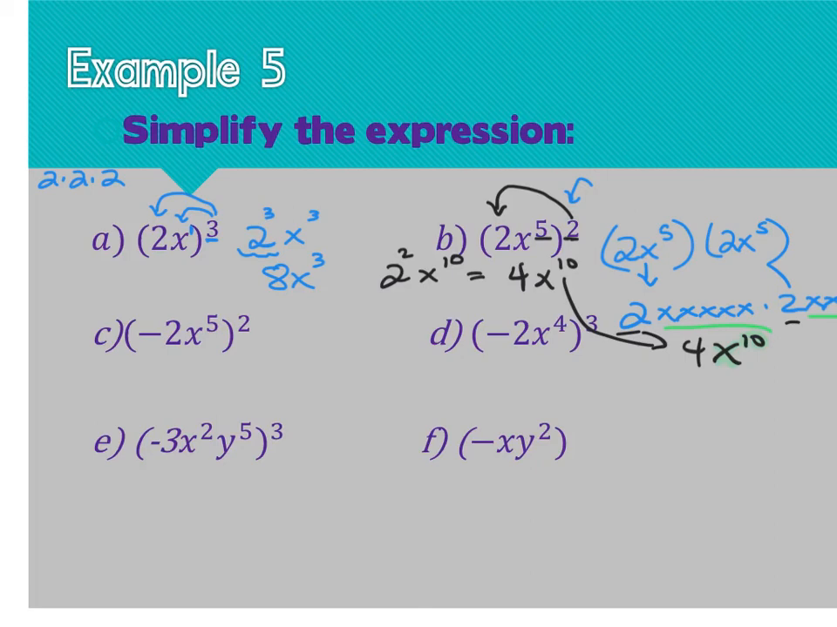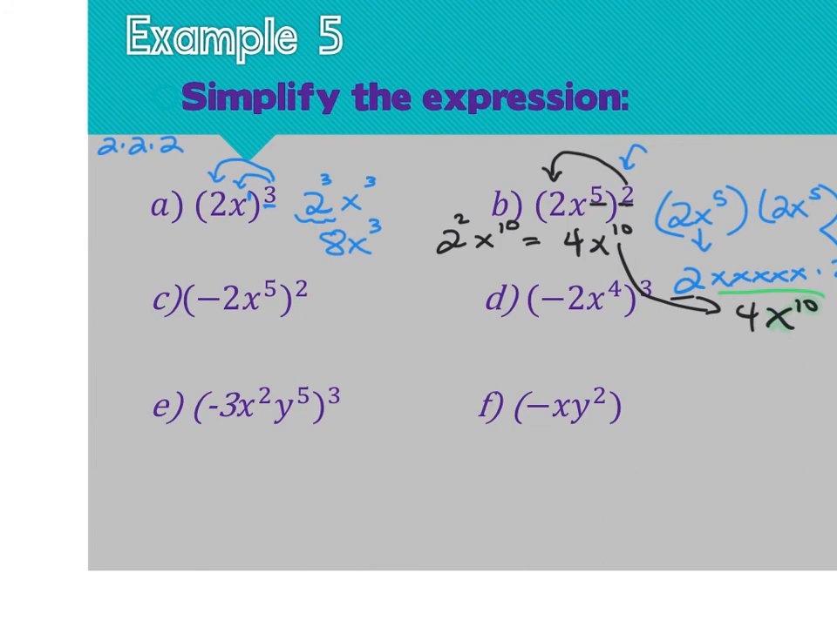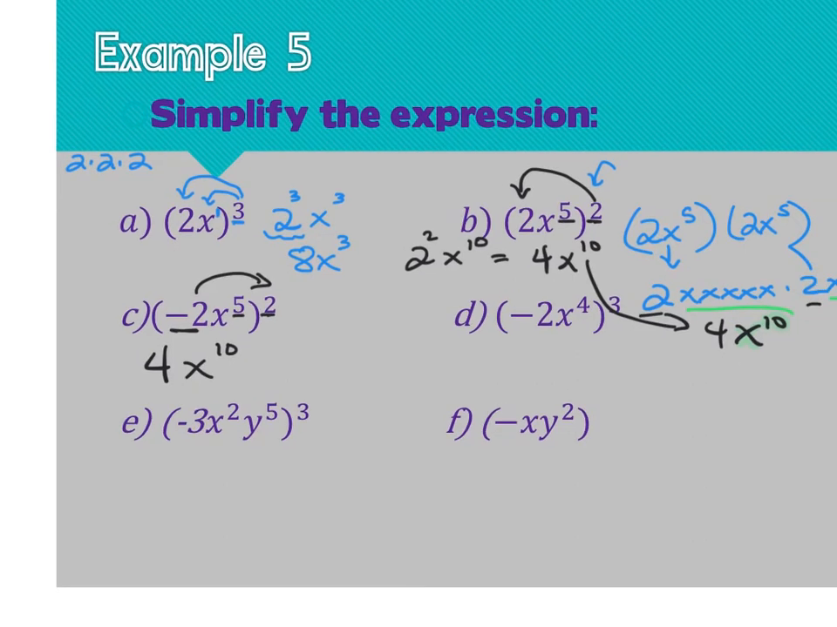Now here we go with the negative. So again, if it's in parentheses and you're squaring it, -2 times -2 is +4, and then 5 times 2 is x to the 10th. Over here, this is to the 3rd power, and it's in a parentheses. So here this would really become -2 to the 3rd, which would become -2 times -2 times -2 is -8, and then multiply 4 times 3.